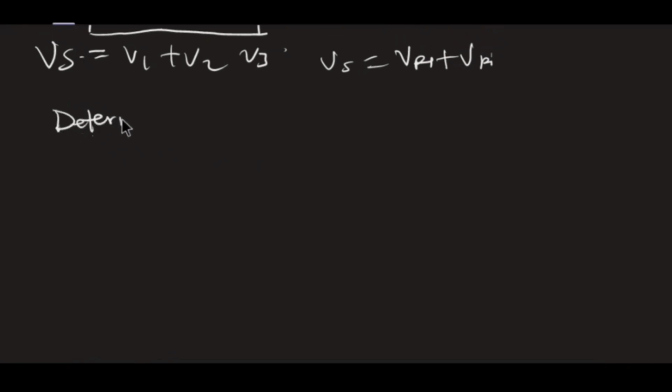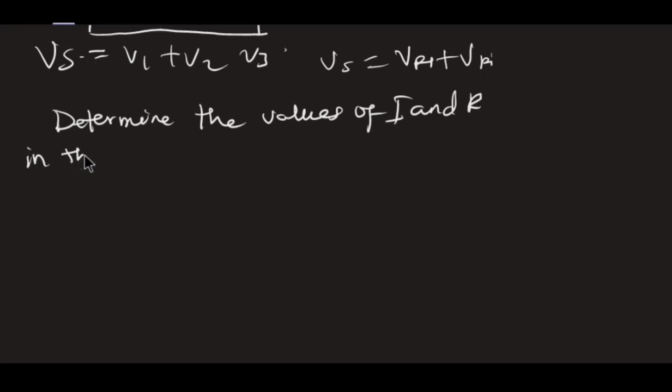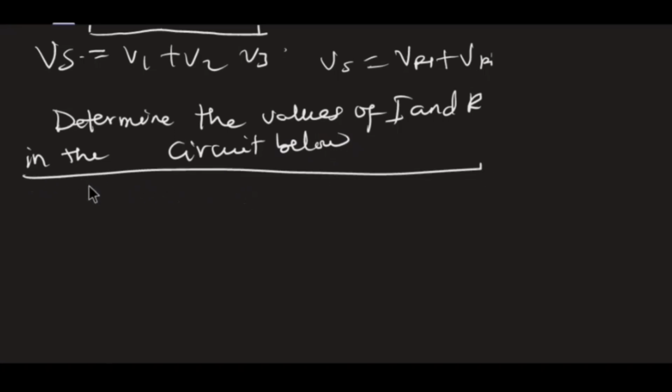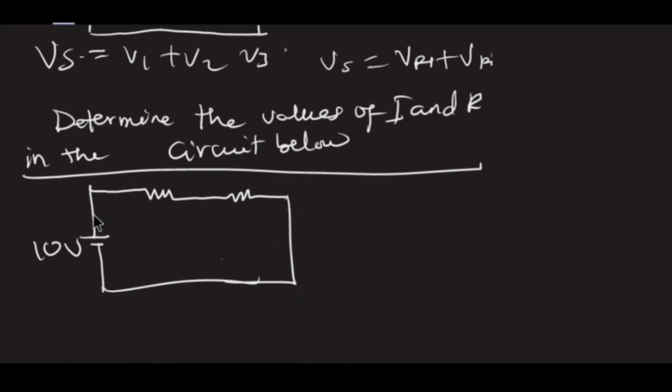Determine the values of I and R in the circuit below. So there's a circuit. I have 10 volts here. It connects to two resistors, and I have my current I going into my R.